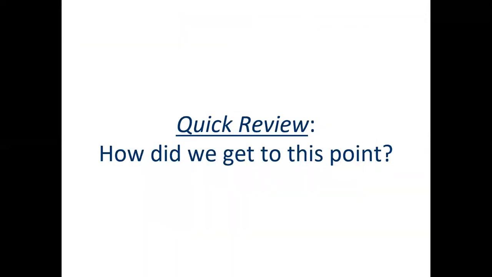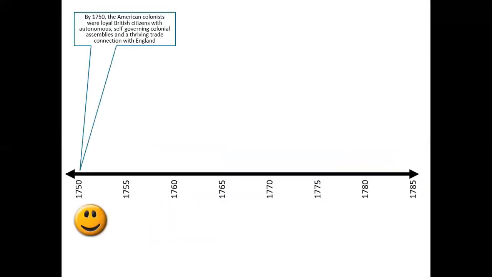All right. But how did we get to this point again? Let's go through that timeline real quick. So, 1750, the colonists, they're basically autonomous, self governing, under this policy called salutary neglect, where they basically just get to run things how they see fit. But then the French and Indian War happens, and a lot of British money gets spent defending the colonies.